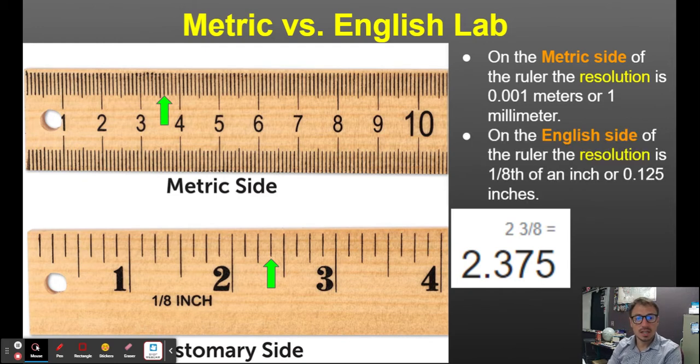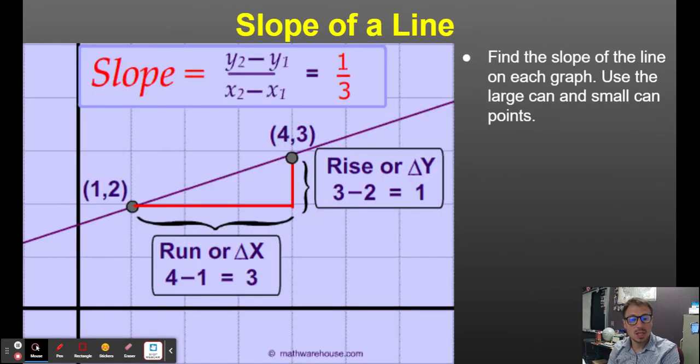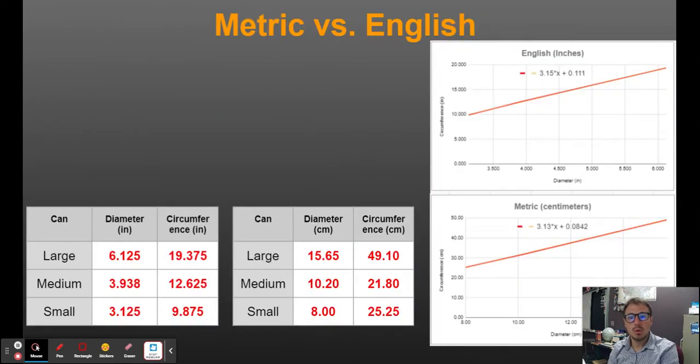Now, the inches side is a little bit different. On the English side, each one of those dash marks is 1/8 of an inch, so it would have to be converted into decimal. Like that arrow right there, that's 2 3/8, which is 2.375 inches. Once that data is collected, it was graphed, right? So that brings us to that original question: is the metric or English system more valid?